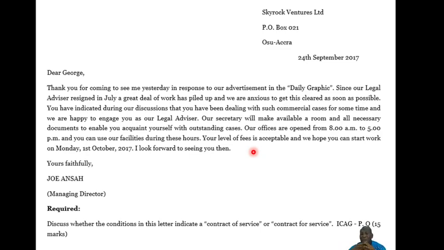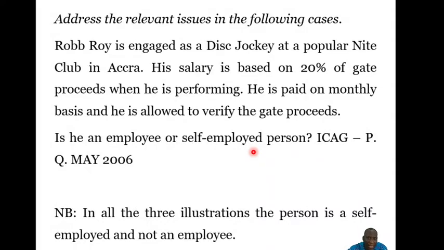And then if you are able to give 4 points to buttress your point from the case, you get an additional 12, making it what? 15. That's how they mark it. The last case under this issue: Rob Roy, May 2006.